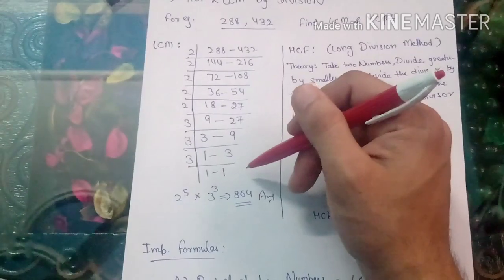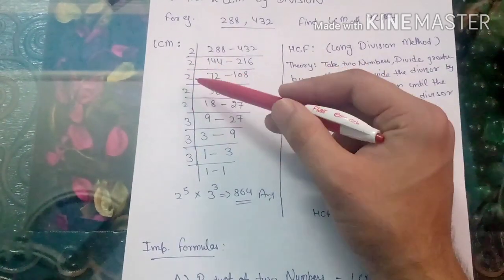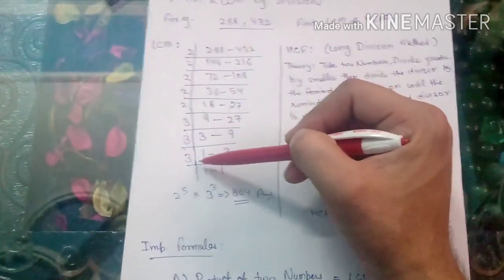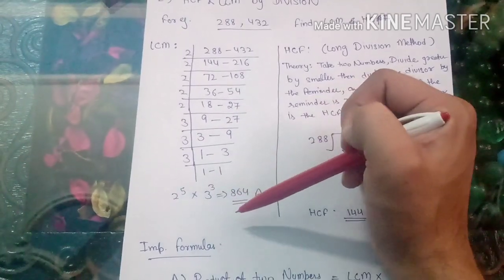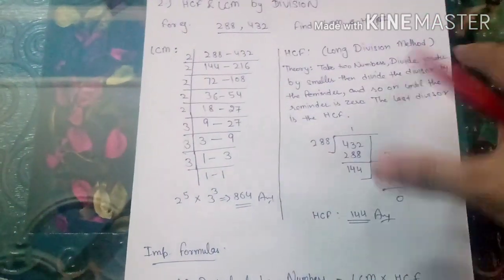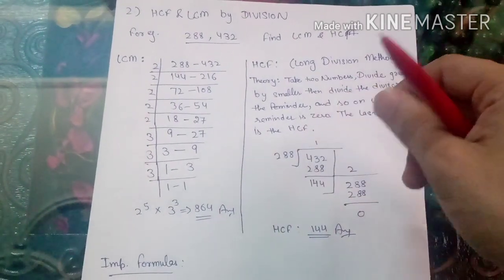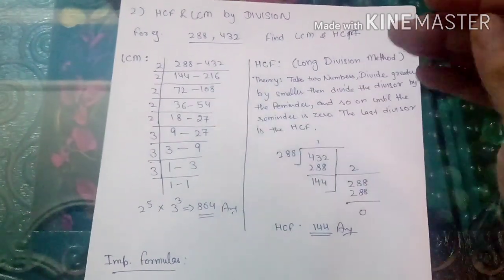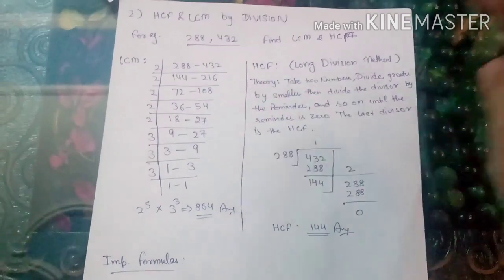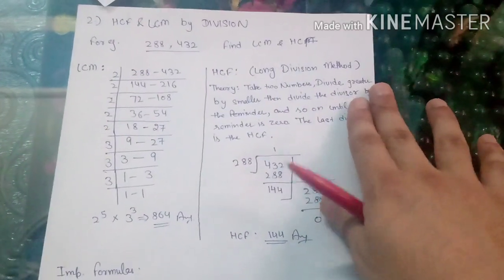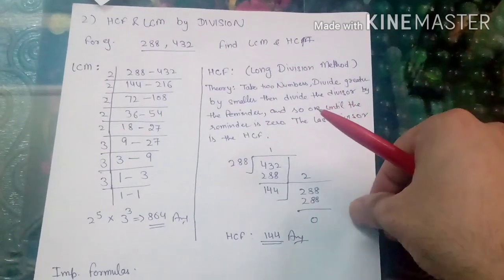Okay, so you need to calculate how much power of 2 is there and how much power of 3 is there. So 2 to the power 5 and 3 to the power 3, which gives you 864, is the LCM of the given numbers. This is the most common method. You can use it for 2 numbers, 3 numbers, 4 numbers, 5 numbers, or 6 numbers, whatever numbers are given to you.